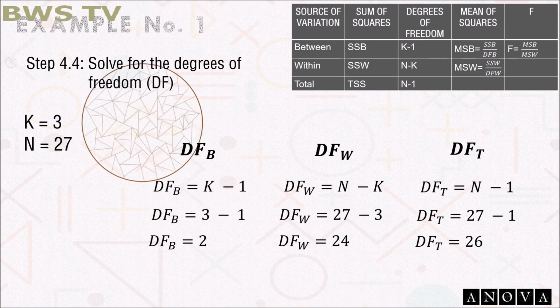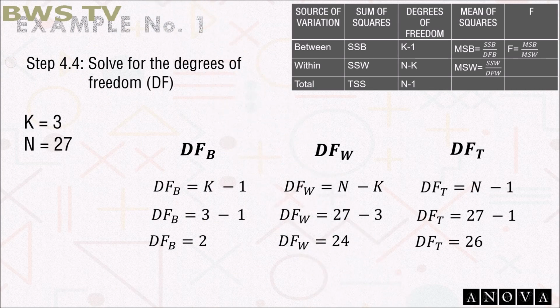Next, we have to solve for the degrees of freedom. Remember that k will be 3, which is the number of given columns, and n will be 27, which is the number of rows multiplied by the given number of columns. DFB is equal to k minus 1, 3 minus 1, which equals 2, while DFW is equal to n minus k, which is 27 minus 3, which equals 24, while DFT is equal to n minus 1, which is 27 minus 1, equal to 26.